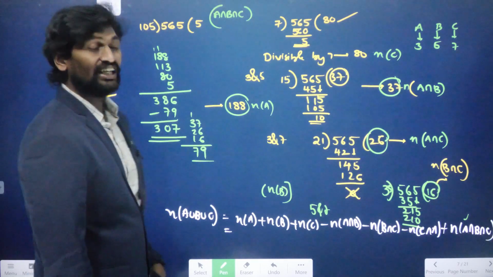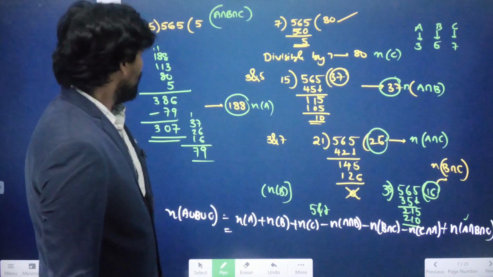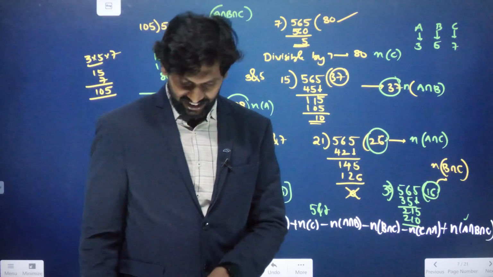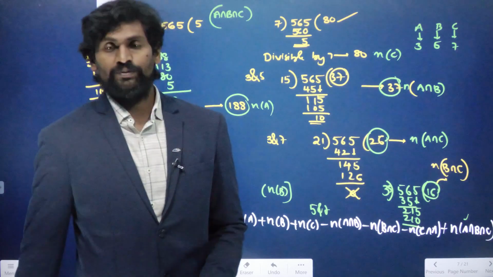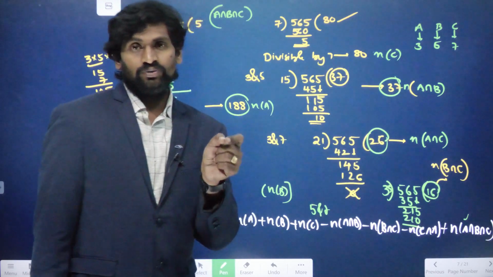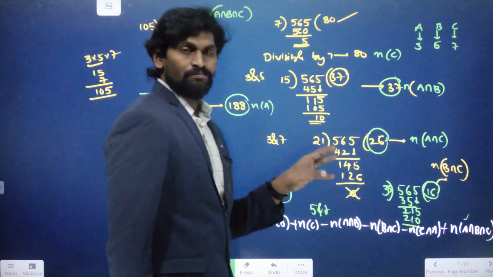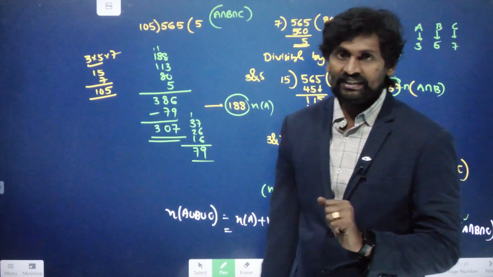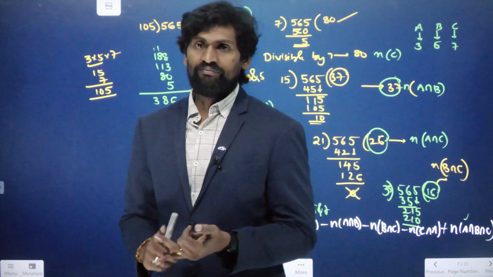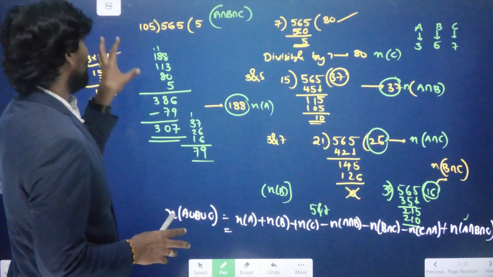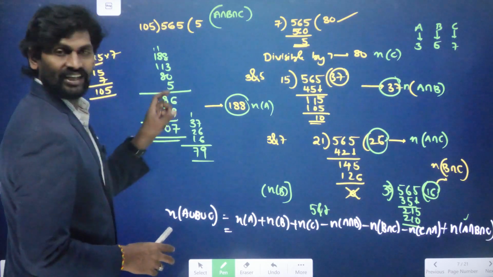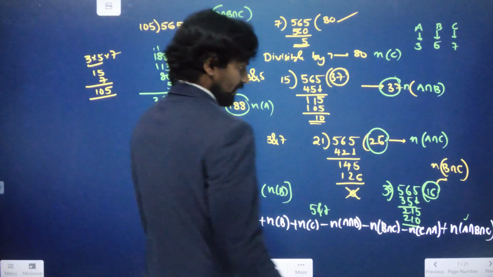So there are 307 integers divisible by 3 or 5 or 7. That is the first option. The number of integers between 1 and 566 divisible by 3 or 5 or 7 is 307. Okay, let us move on to the next problem.